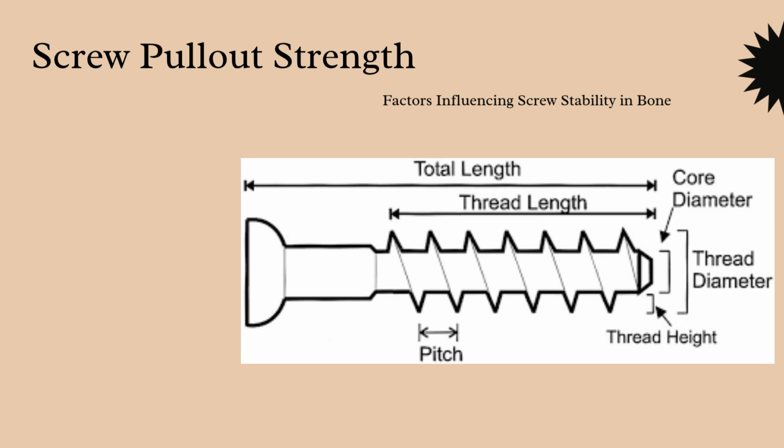The pull-out strength of a screw is critical in ensuring stable fixation. It is influenced by bone density, which provides the necessary grip, thread length that allows deeper engagement, and diameter affecting the load distribution. Understanding these factors is essential for optimizing implant performance and achieving successful surgical outcomes in fracture fixation.